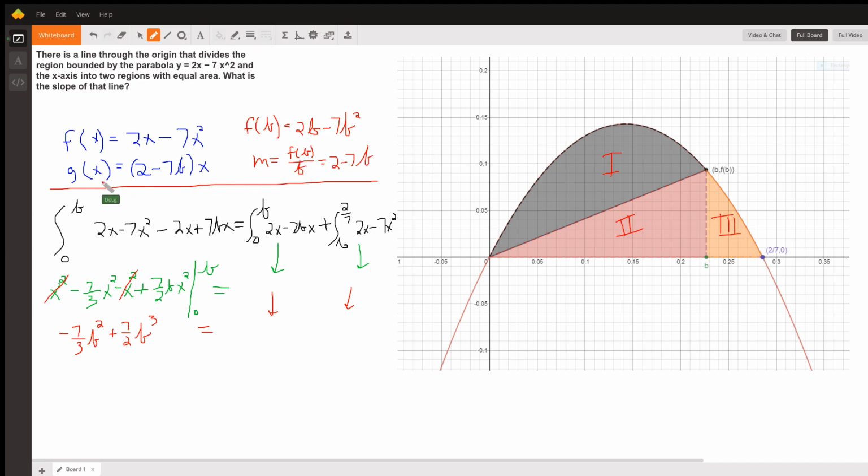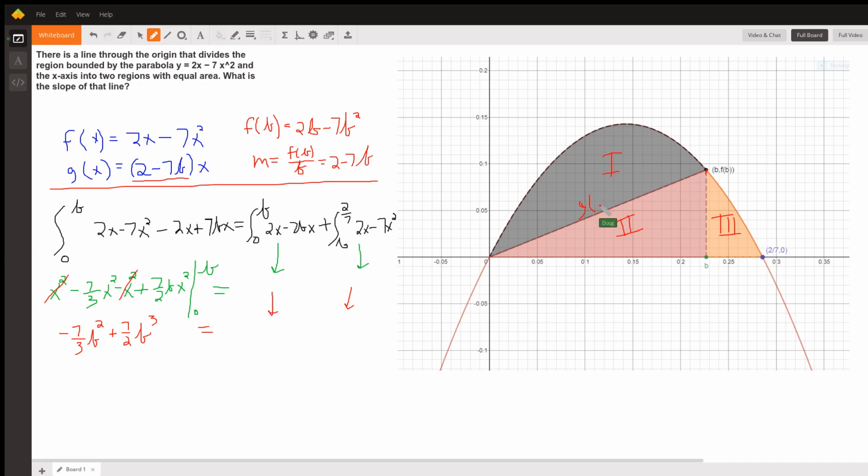And I'll make note of the fact that if this point on the parabola is b, f of b, and we want to determine the equation of that line, it's through the origin, so it'll be y equals the slope of that line times x. The slope of that line is f of b over b, but f of b is 2b minus 7b squared. So f of b over b is 2 minus 7b, which is the slope of this line. I called that g of x.